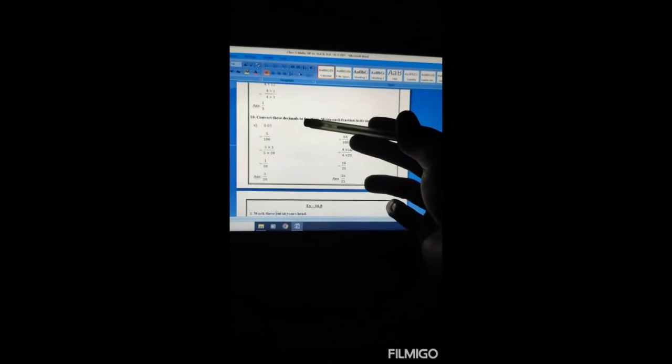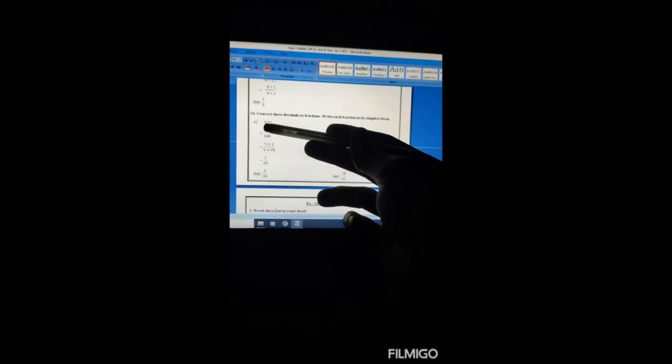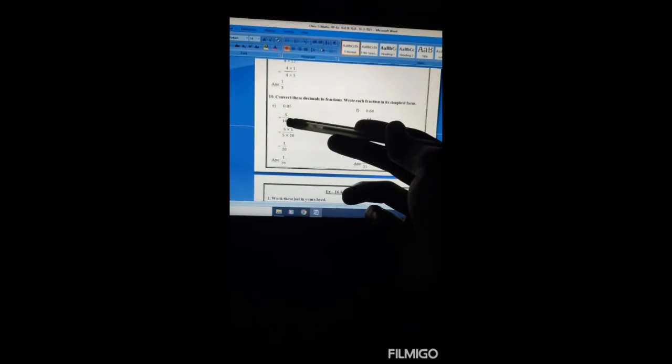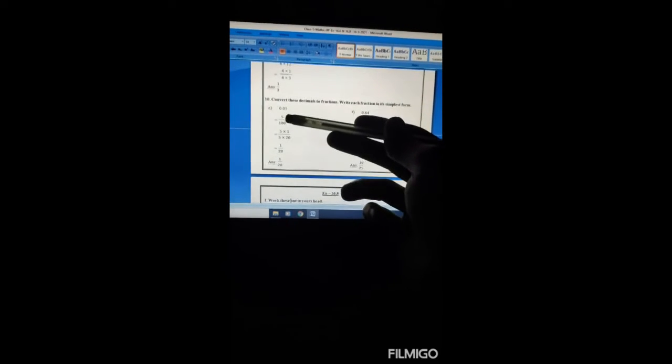Here, 1 by 3. Number 10, convert these decimals to fractions. Write each fraction in its simplest form. So 0.05. After the decimal, there are two digits, so it will be 1, 0, 0, two zeros. So 5 by 100. After writing this down as a fraction, both numbers can be divided by 5. So 5 times 1 is 5, 5 times 20 is 100. If we divide it by 5, we get 20. If I divide the numerator by 5, I'll get 1. So 5, 5 cancel, 1 by 20. So 1 by 20 is the answer.